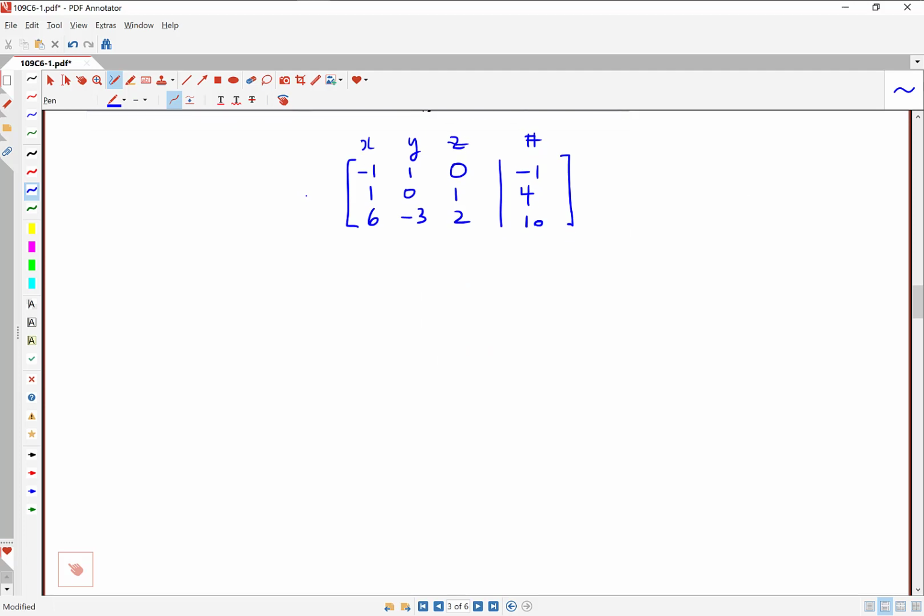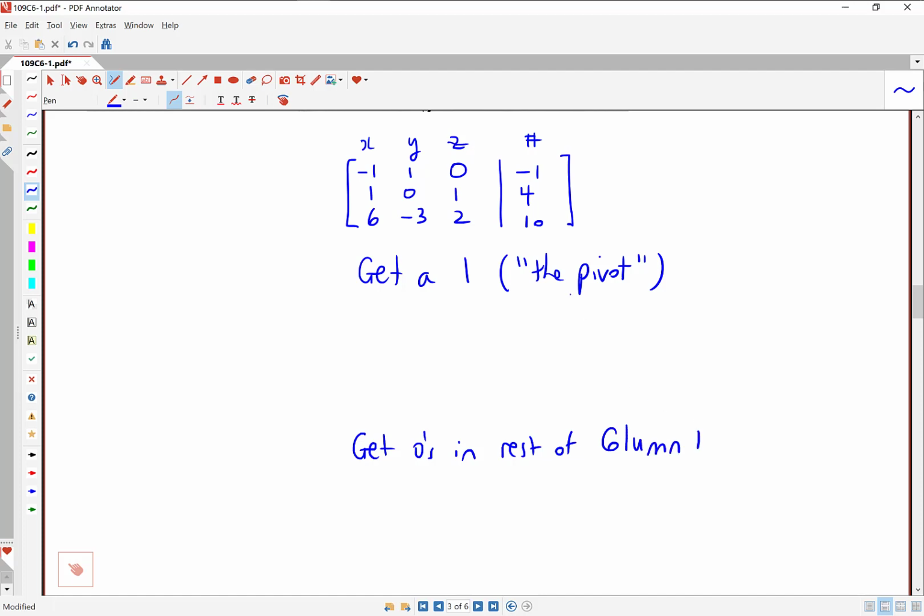So we're going to go through this familiar pattern of getting a 1, otherwise known as the pivot. We're going to get that in the upper left of the matrix, and then once we've got that, we're going to get zeros in the rest of column 1. So those will be our first 2 steps. So let's think about how to get a 1 in the upper left position. The standard way to do it is just to take our row and divide through by an appropriate number. So you could go row 1 divided by -1.